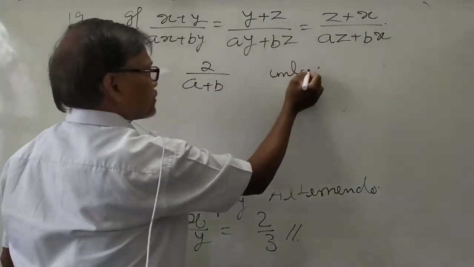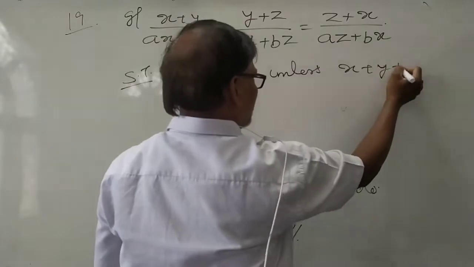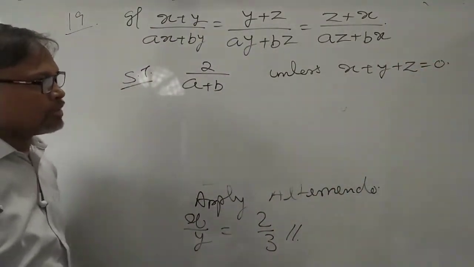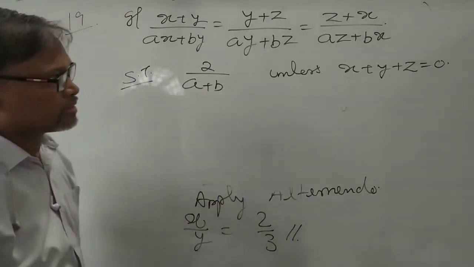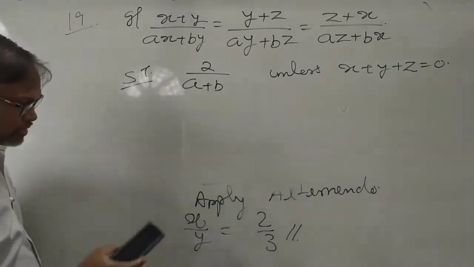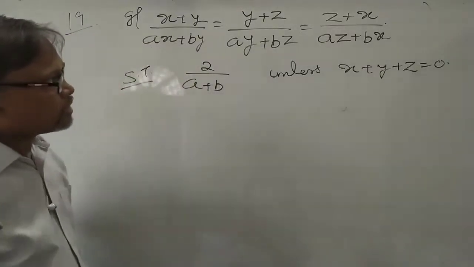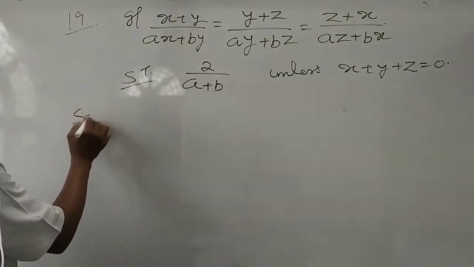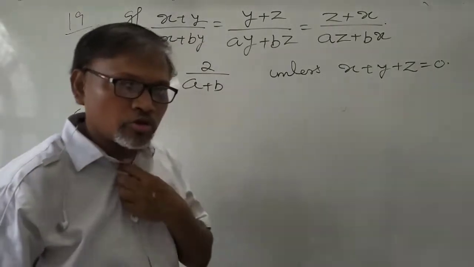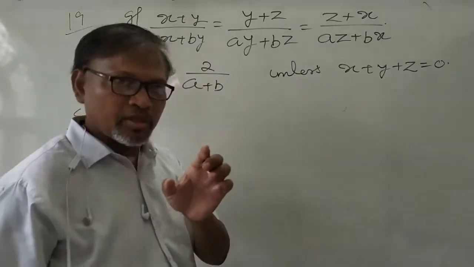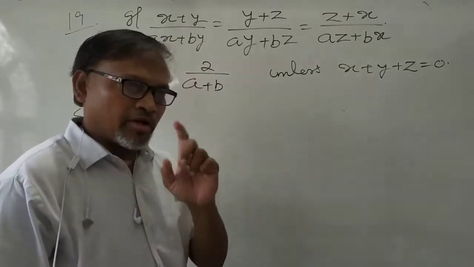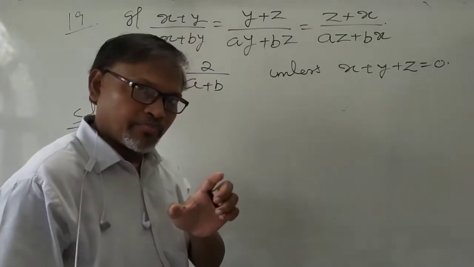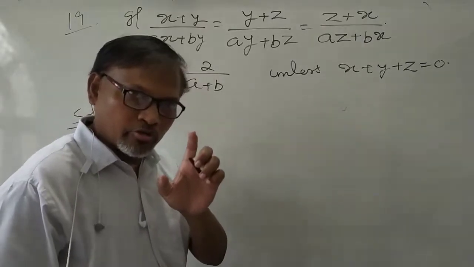Unless x plus y plus z is equal to 0. This is given, unless, meaning it should not be this. If it is, then it may not be possible. Now, how to show? Do you know the formula? I told you the sum of each ratio is equal to sum of antecedent upon sum of consequent, where the numerators are added and denominators are added. The last property of componendo and dividendo.